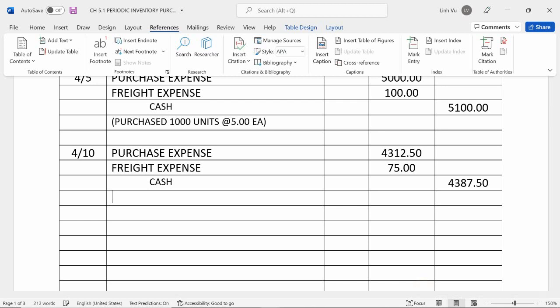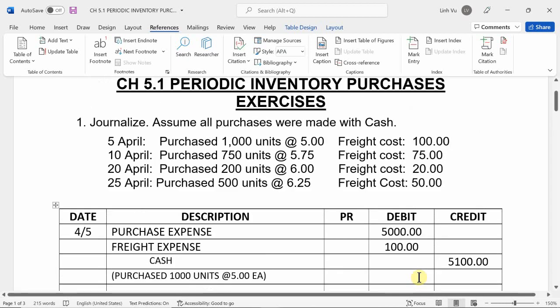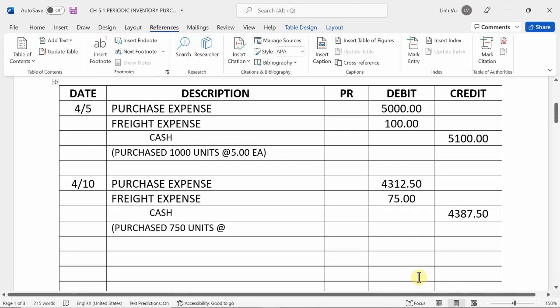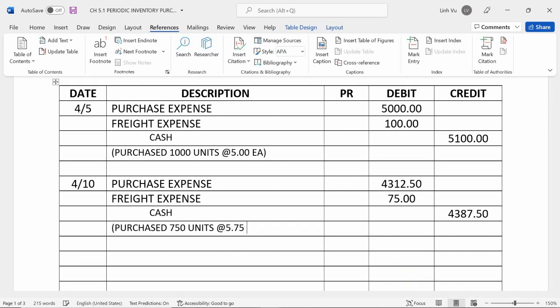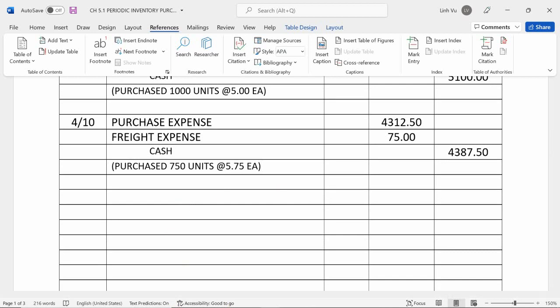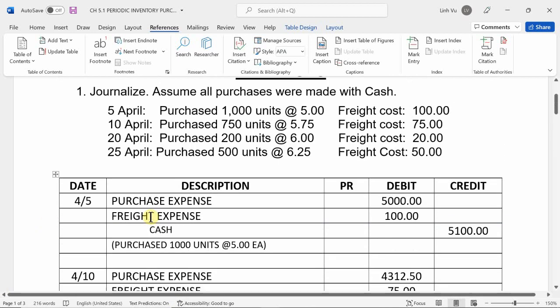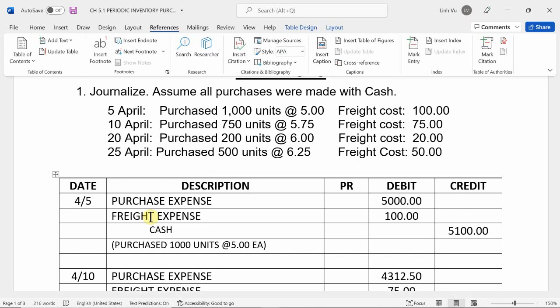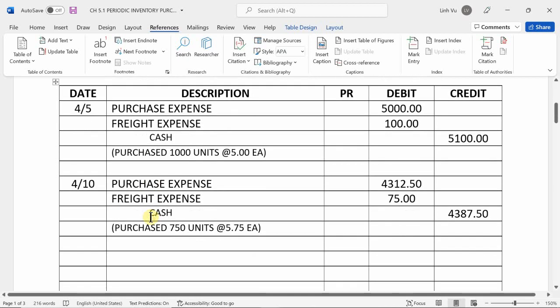Again, you could practice your description, as long as it's in parentheses. We purchased 750 units at $5.75 each. Okay. Next one, we made a purchase on April 20th. We purchased 200 units at $6 each. Freight was $20.